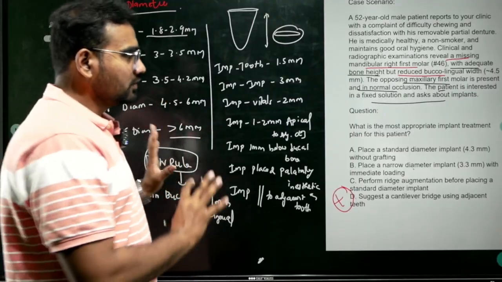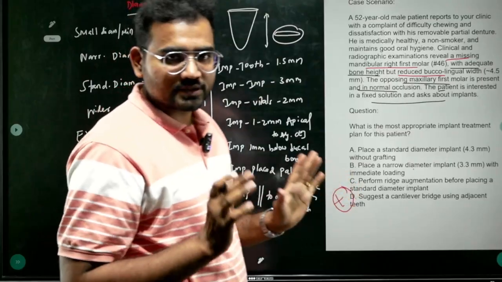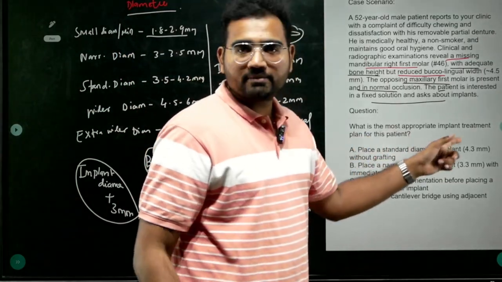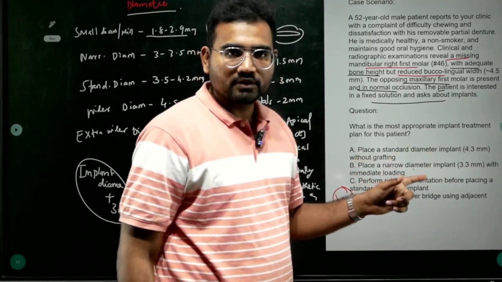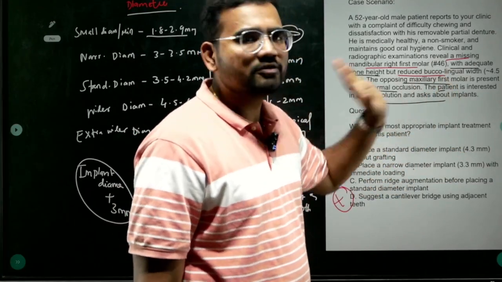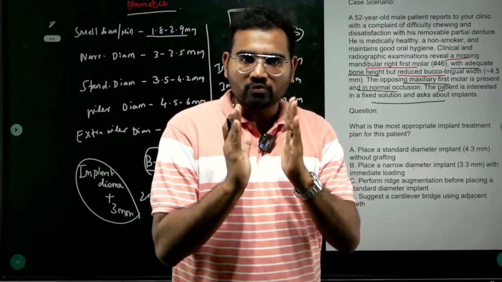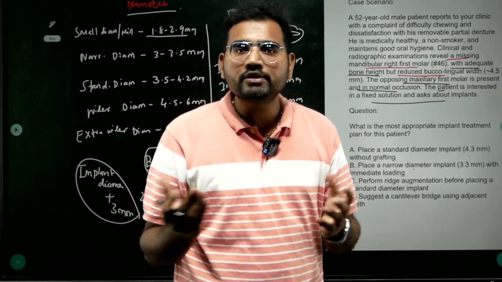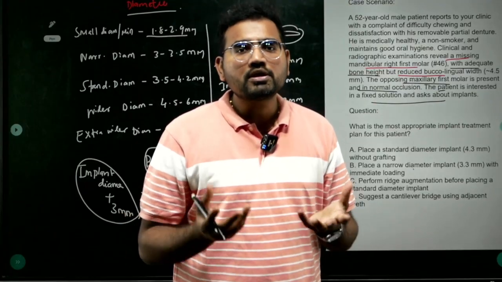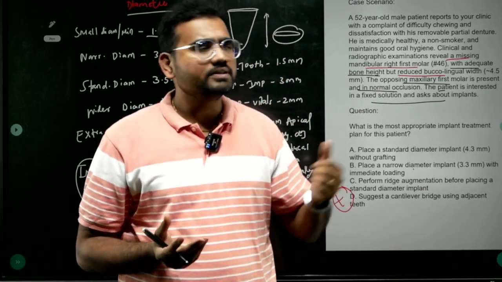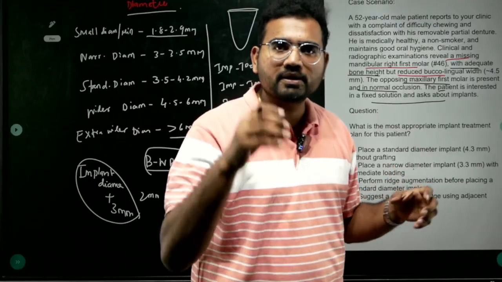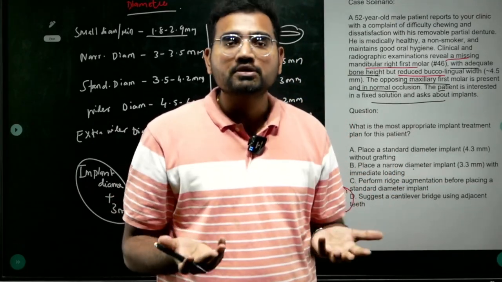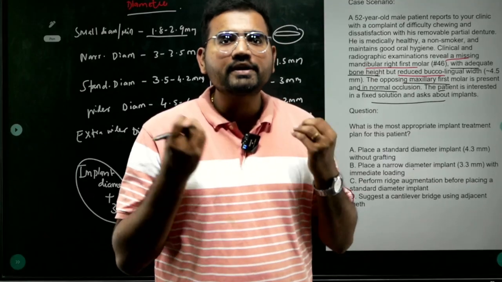Now that you know this information, you are going to solve this MCQ. I am going to place a standard diameter implant of 4.3 mm without grafting. What is the available bone width? 4.5. So when I have a bone of 4.5 and I am placing an implant of 4.3 mm, am I going to have sufficient buccolingual width? Obviously no. So what will happen if I place a 4.3 mm implant in this bone? Obviously there is going to be thread exposure. A few threads of the implant are going to get exposed.